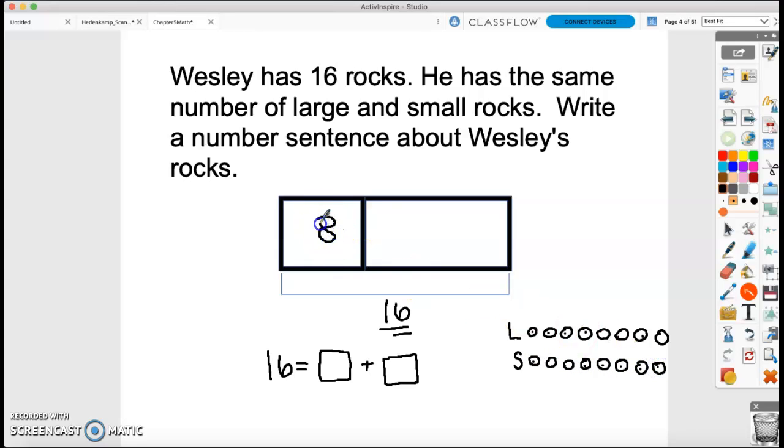So large rocks has 8 and small rocks have 8. So this would be the large rocks and the small rocks. So I know that they both have 8. So 8 plus 8, 16 equals 8 plus 8. So that's my number sentence. And it would be an addition number sentence.